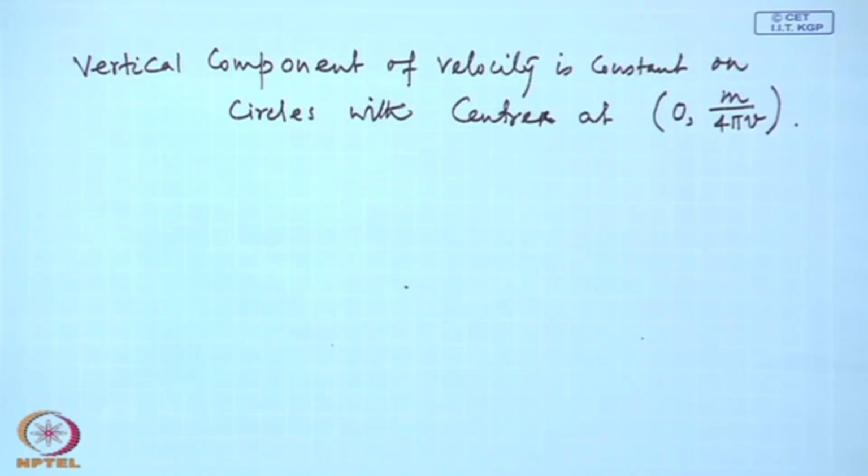Find the stream function at the stagnation point, or on a streamline which passes through the stagnation point. You know, any streamline is simply psi equal to constant. Psi equal to constant gives a streamline. So, find the streamline which passes through that stagnation point.